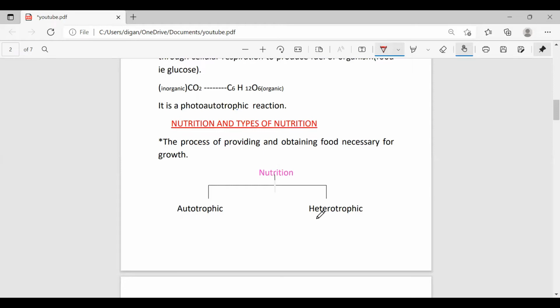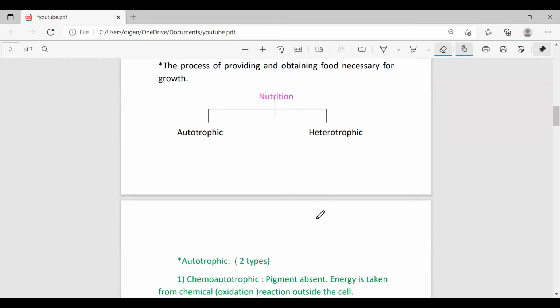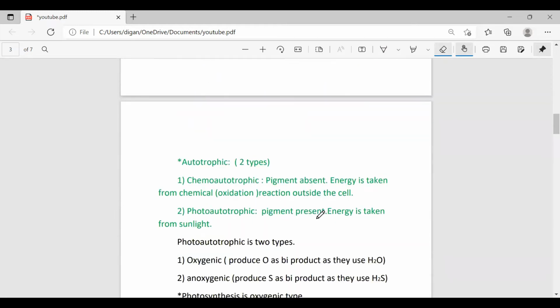Nutrition is of two types. One is heterotrophic, another is autotrophic. Auto means themselves. So autotrophic means the process in which organisms produce their food by themselves. Whereas heterotrophic means these organisms are dependent on autotrophs for their food. For example, we are heterotrophic because we have to depend on other organisms or plants for our food. As we are going to discuss photosynthesis, here we come only through autotrophic nutrition.